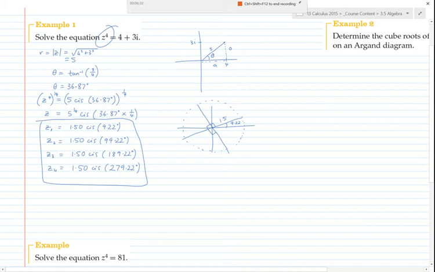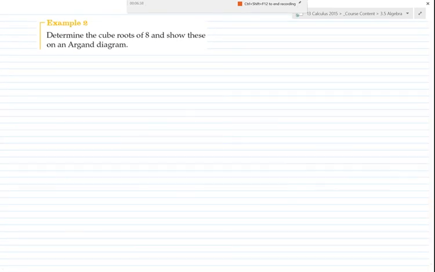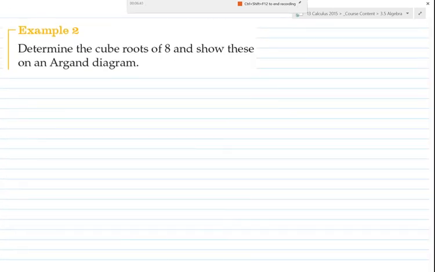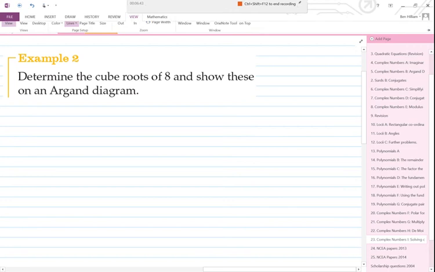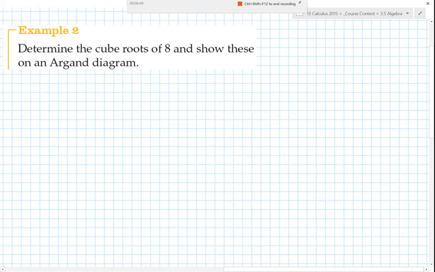Okay? Alright, so we'll move on to our next example, which is asking us to determine the cube roots of 8 and show these on an Argand diagram. So I might just, since it's one on an Argand diagram, we'll change to grids for a minute.